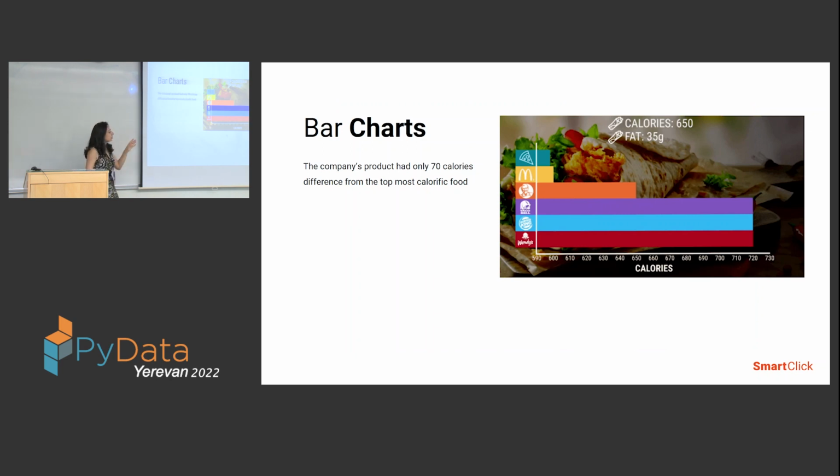So we can also have bar charts lying down, but they should have the same rules as the other bar charts. So here we are looking at information of calories per product and comparing what is the calorie in a specific product of a company. And the company that made the chart was claiming that it is quite a large difference, when in fact it was only 70 calories less than the companies that had the most calorific food.